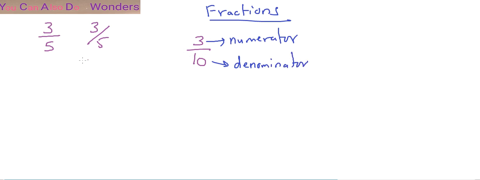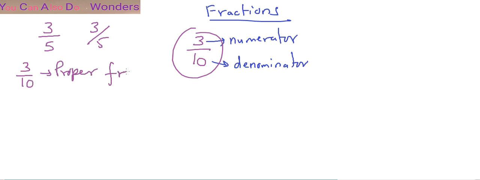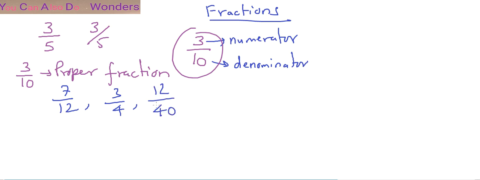And here, if you take 3 by 10, the denominator is bigger than the numerator. Such fractions are called proper fractions. So a proper fraction is a fraction in which the denominator is bigger than the numerator. Other examples are 7 by 12, 3 by 4, 12 by 40, and so on.